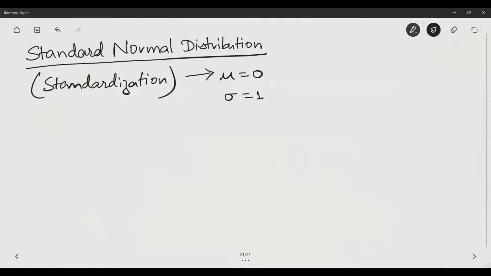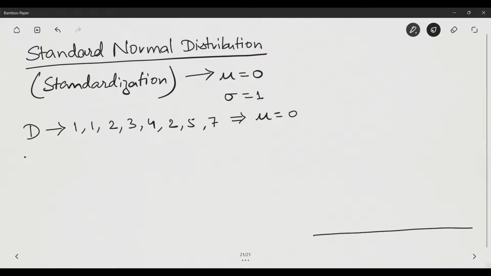Now try to understand this with an example. Suppose I have this data set, guys: 1, 1, 2, 3, 4, 2, 5, 7. Just try to find out the mu for this data set. What is the mu for this data set? This should not be 0. This should be some value. What is this value?